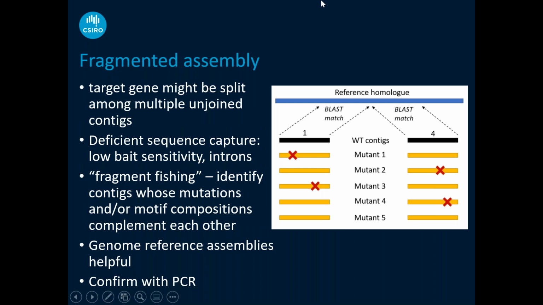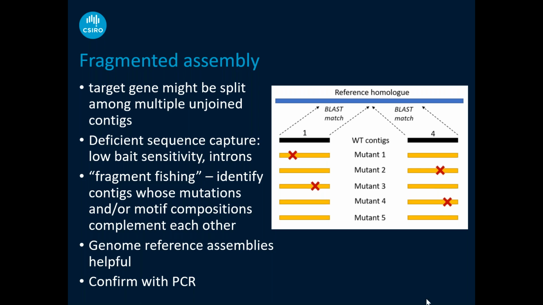Another issue is that the assembly can be fragmented, particularly if it's an Illumina short read assembly. The target gene can actually be split across multiple unjoined contigs, and this arises from deficient sequence capture. So there might be low bait sensitivity: your particular target might not be well represented in the bait library. Also there could be intervening introns, which are also not represented in the bait library, that lead to gaps, and the contigs just don't get joined.